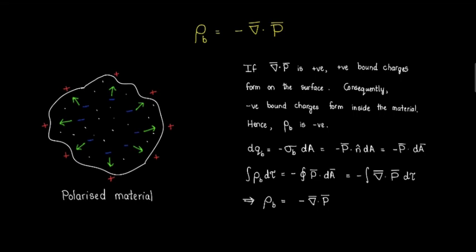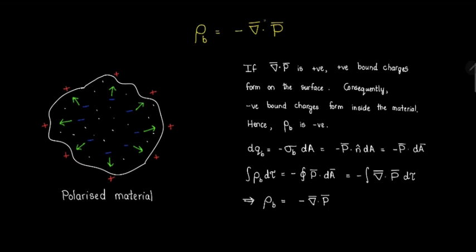If that is the case, all the negative charges at the tails of these dipole moments will be inside the material. So that is what I've written here. Negative bound charges form inside the material. Bound because polarized. And if all the negative charges are inside the polarized material, what does it mean? The volume charge density is negative because you have negative charges inside. And that is the same thing this equation is telling us. If divergence of P is positive, negative of positive is negative. So my volume charge density is negative.